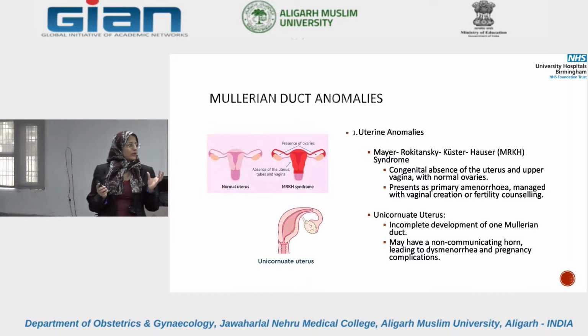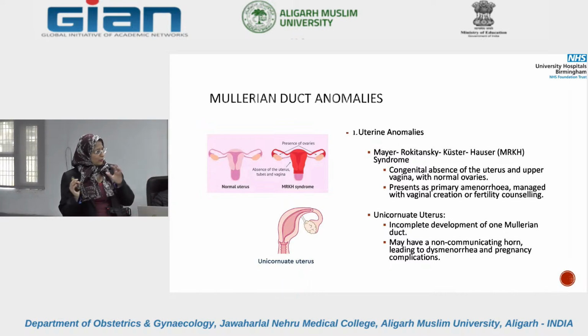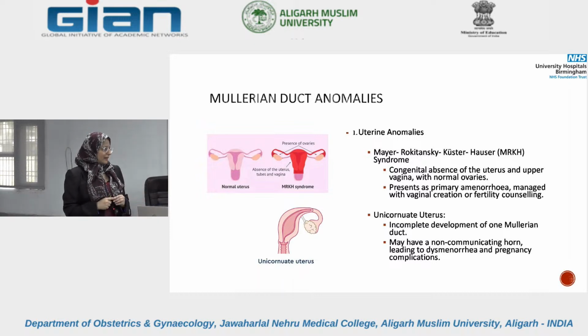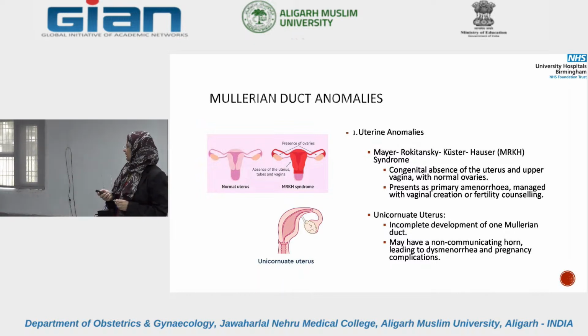But sometimes there is a rudimentary horn on the side of a normal functional uterus. So that still has got a lining. So when there will be periods, if it is blocked, it can cause a lot of obstruction. It can cause a lot of cramps and can cause problems with obstructed labor as well. So leading to dysmenorrhea and pregnancy complication.